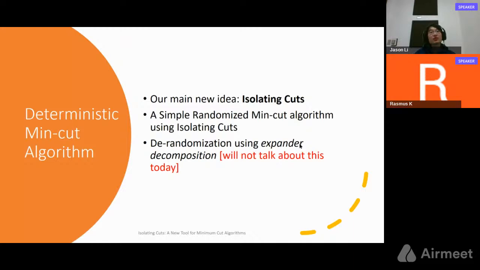Okay, so let's move on to our main idea, isolating cuts. Here's a brief roadmap of the next third of this talk. We'll be introducing the isolating cuts, and we'll show how they can be used to derive a very simple randomized global min-cut algorithm. So this shows, at least for the randomized case, that global min-cut is easier than ST min-cut. Now, in our paper, the next step is to de-randomize the randomized construction. This is done using expander decomposition. It's fairly technical, and we will not be covering it in this talk. We'll only consider the randomized one, which is very simple.